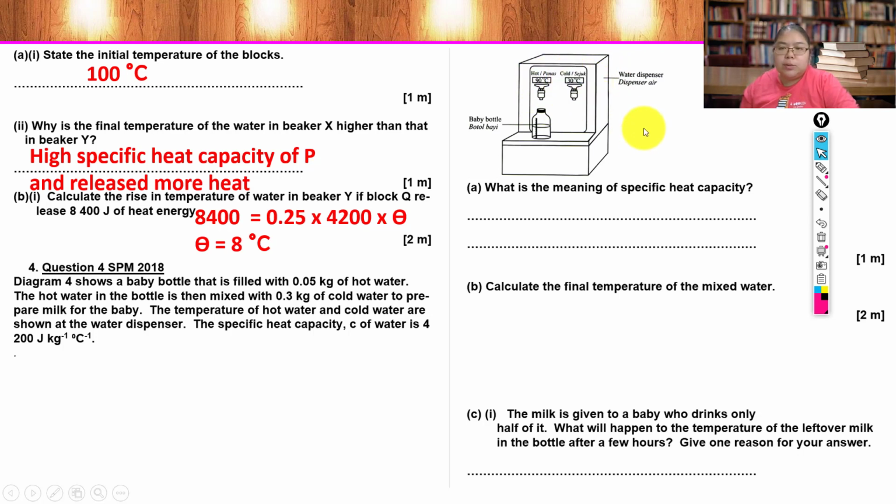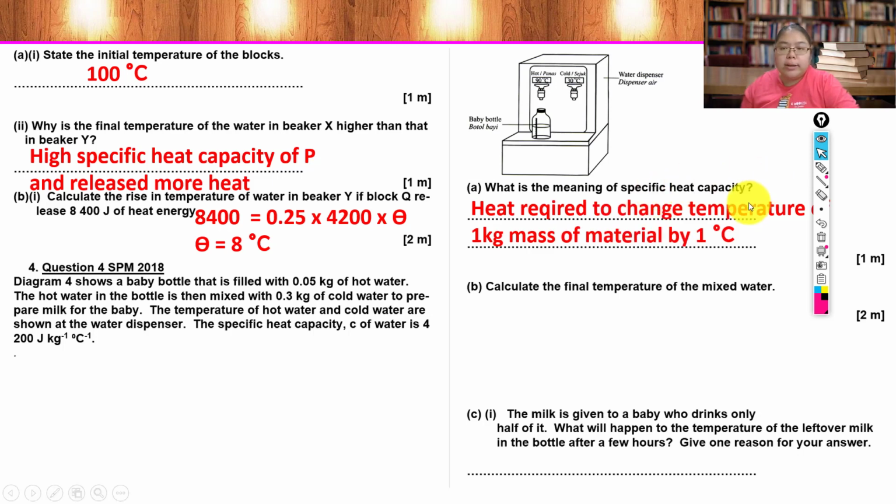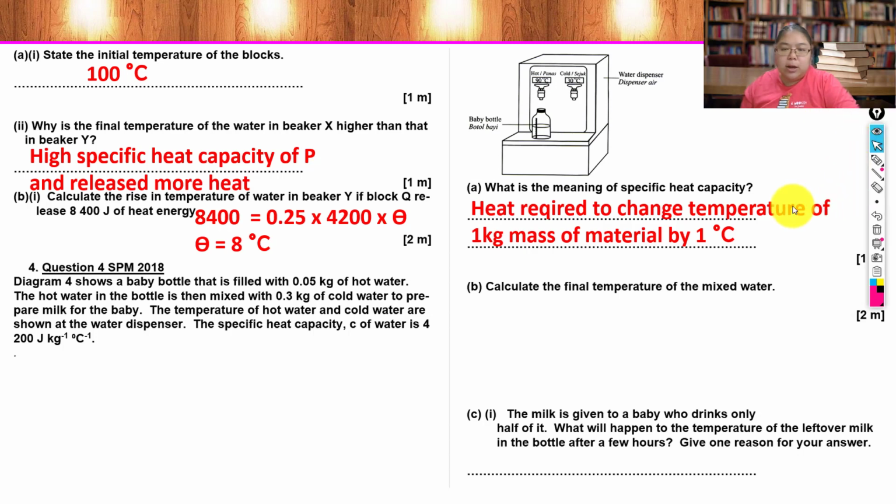Okay, so from here they ask you what is the meaning of specific heat capacity. For this one, please, you need to memorize. There must be 1 kg of mass of the object and also 1 degree Celsius. The heat required to change the temperature of 1 kg mass of the material by 1 degree Celsius. So you must say the heat required, number 2, you want to change the temperature, for 1 kg mass of substance by 1 degree Celsius. So you need to mention 3 physical quantities: heat, mass, and temperature.